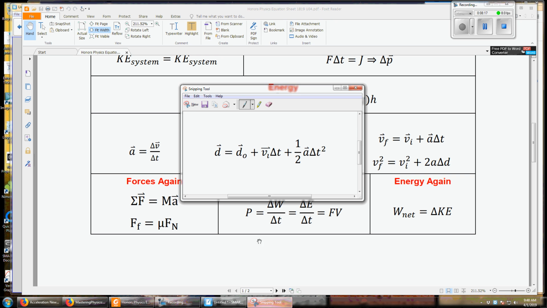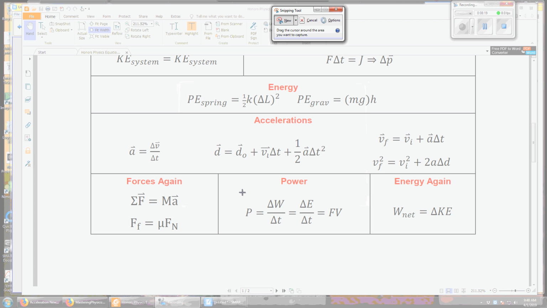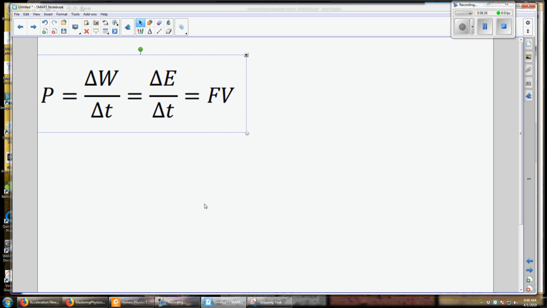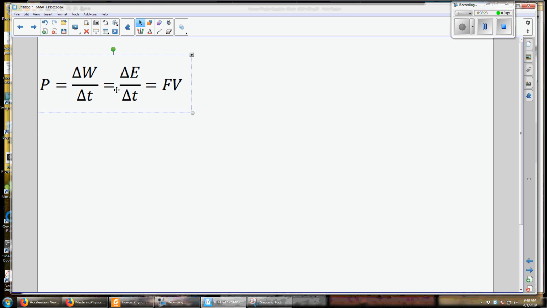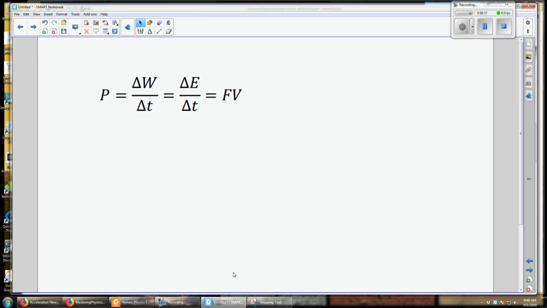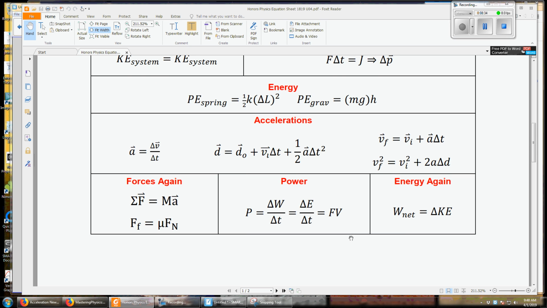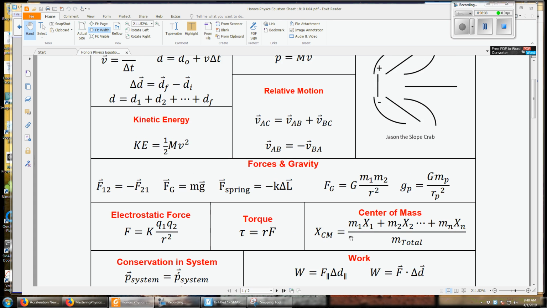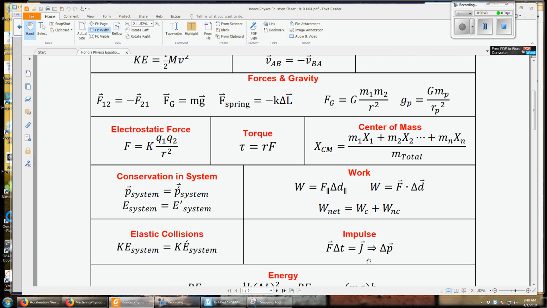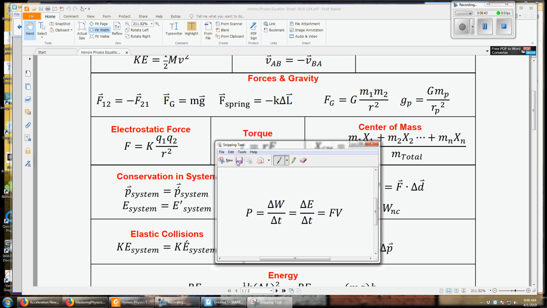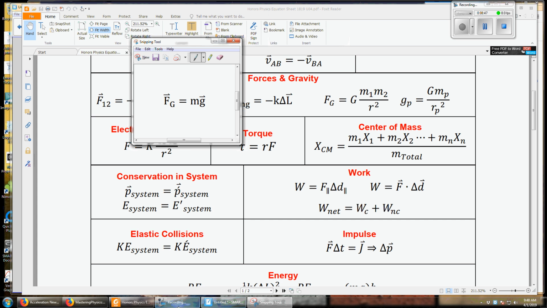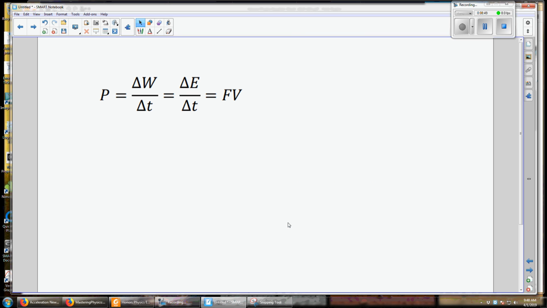I'm going to graph my power equation because the problem tells me it's about power. And I'm going to take the approach where I'm going to deal with the fact that the fly is pushing against a force, and that force is its weight or the force of gravity. So I'm going to grab this one, my force of gravity relationship there.